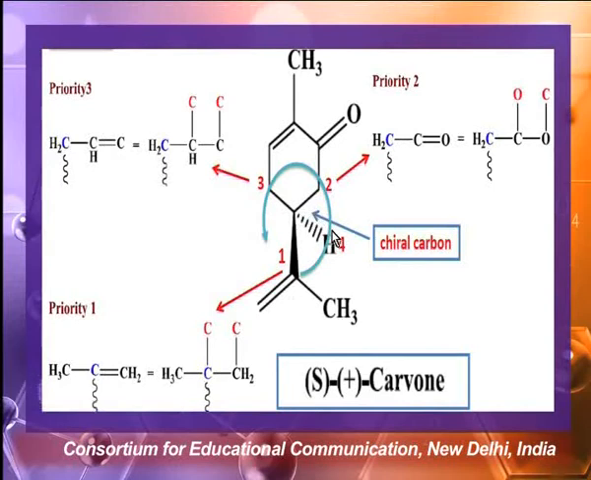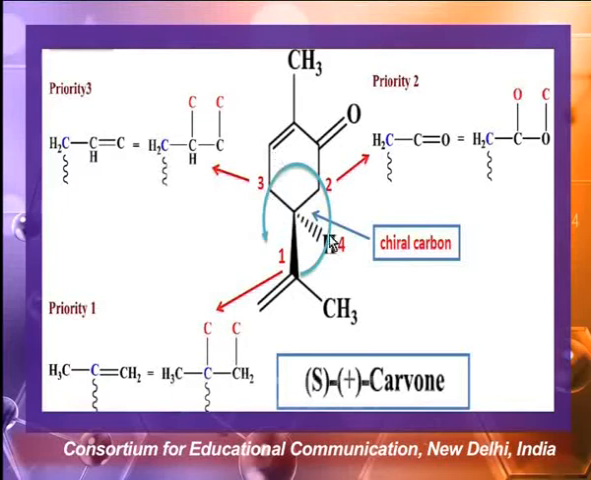One group is hydrogen, so we know that this group has the lowest priority. The second group is CH, CH2, CH3. This group has first priority. Now this carbon is attached to another group, which is CH2, C double bond O. And the fourth group that we have is CH2, CH, double bond CH.